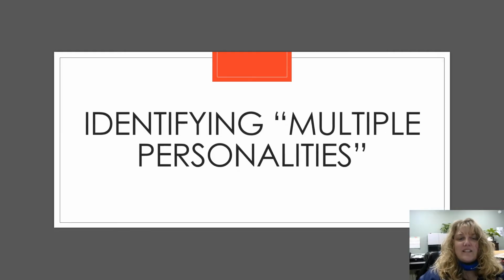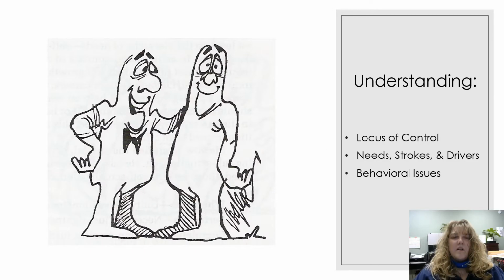And we're going to identify multiple personalities. We're going to look at all the multiple personalities that are out there. So when we talk about the student, we want to understand what their locus of control is, what needs and drives that student, what stokes their fire, and then we also need to talk about behavioral issues that we will encounter. So let's get these defined out there and understand a little bit more about each of these topics.